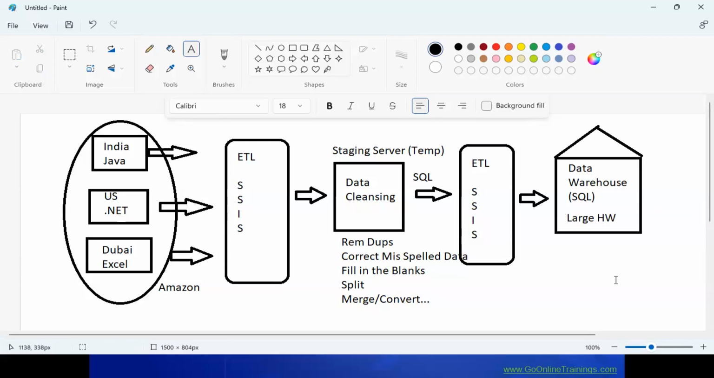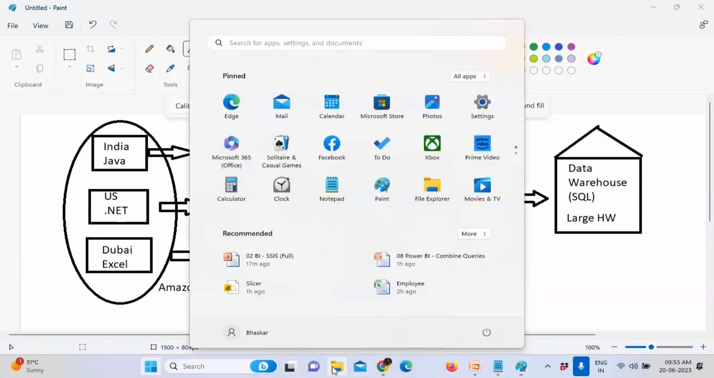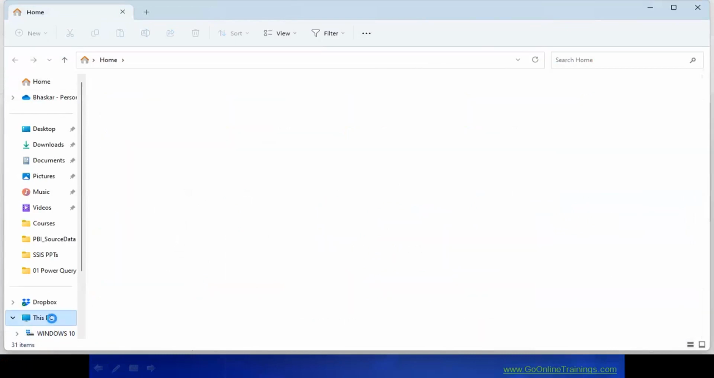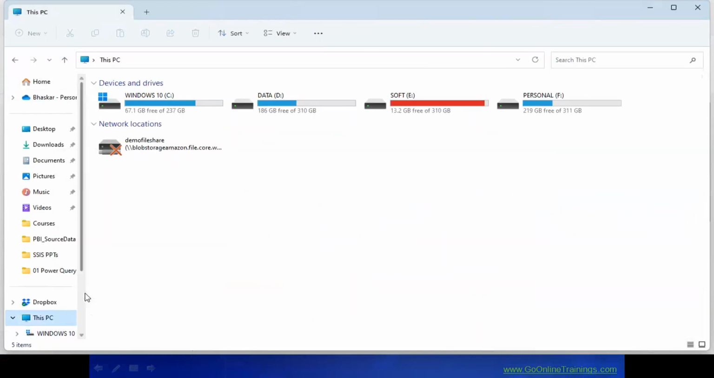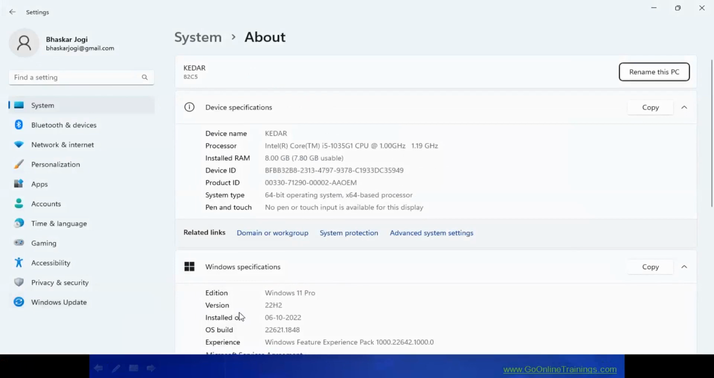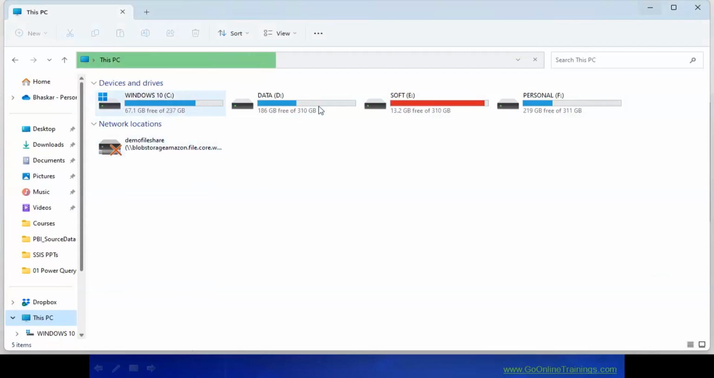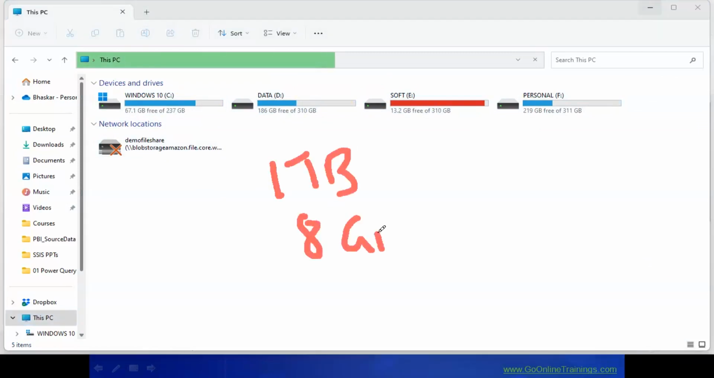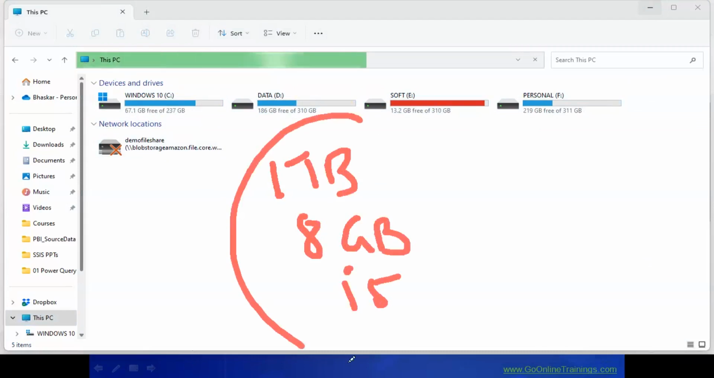For example, I will tell you my configuration. I click on this PC, right click, go to properties. I'll show, I'm having Windows 11 Pro operating system, and I'm having i5 processor and 8 GB of RAM. My computer name is called Kedar. Right? Now, what is the capacity of my hard disk? It is 1 terabyte of hard disk, 8 GB of RAM, and i5 processor. And this is my configuration.